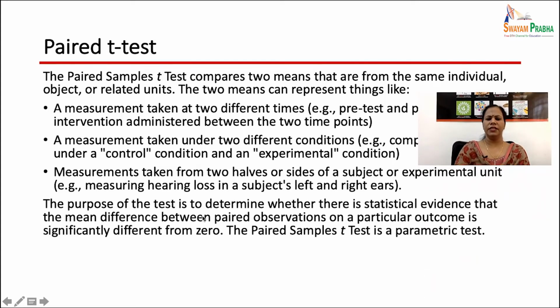The purpose of the test is to determine whether there is statistical evidence that the mean difference between paired observations on a particular outcome is significantly different from zero, or you can say that these are significantly differing from each other. And the paired sample t-test is a parametric test, because here again the requisite for this paired t-test is that your data should be normally distributed.